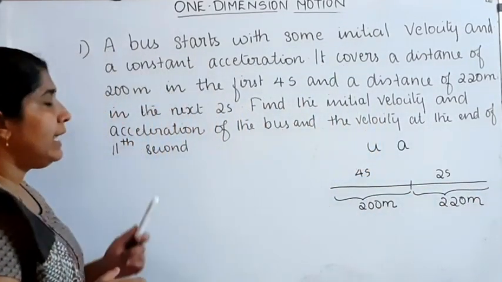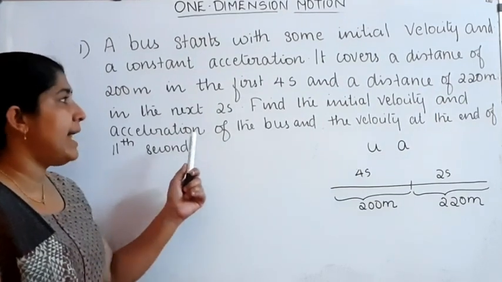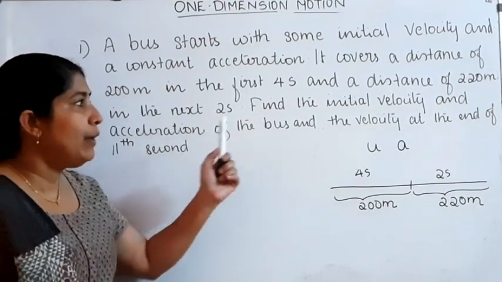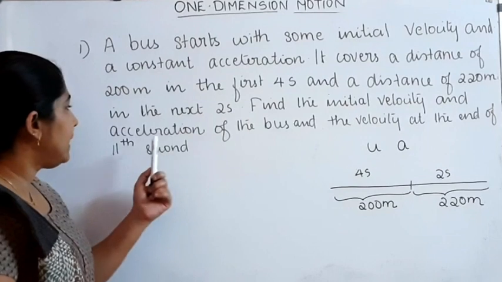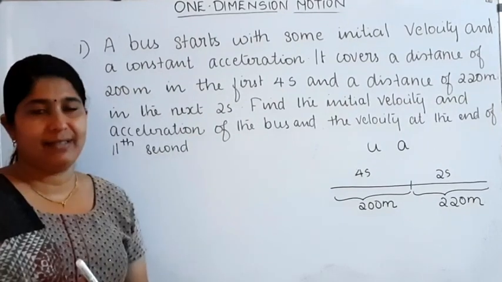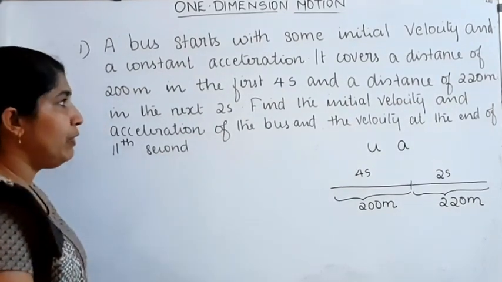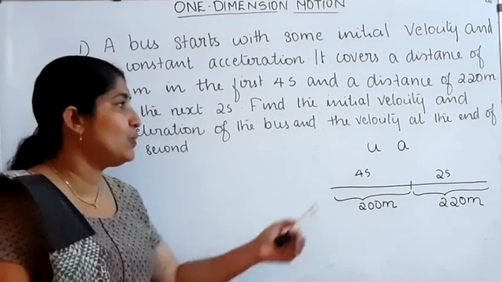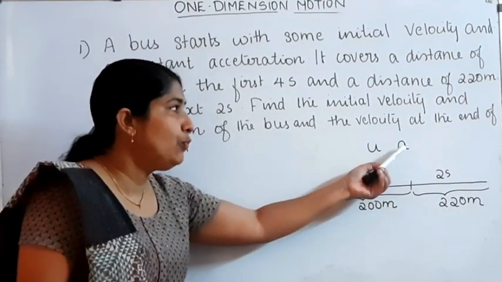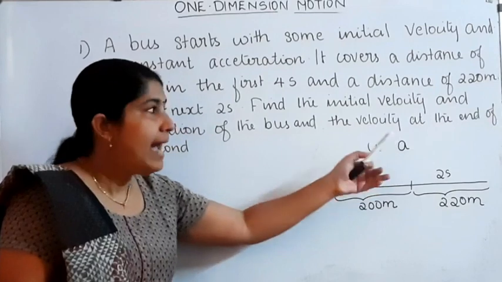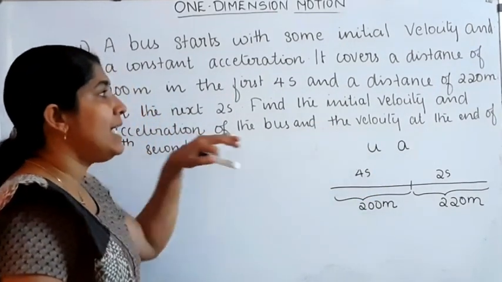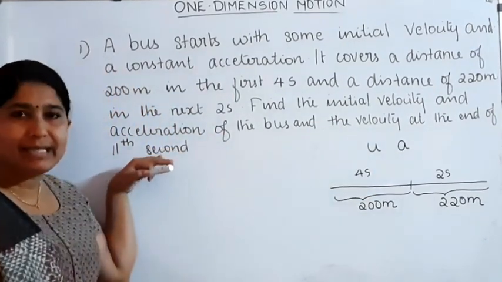Find the initial velocity and acceleration of the bus and also find the velocity at the end of the 11th second. These are the questions. First, we want to find the initial velocity u. Second, we want to find the acceleration a. And third, the velocity at the end of the 11th second.